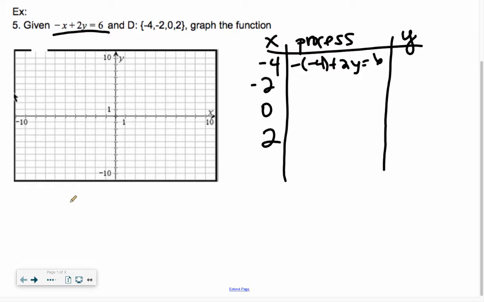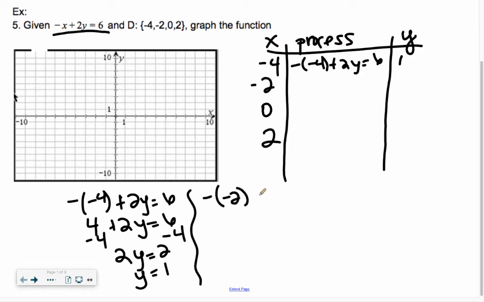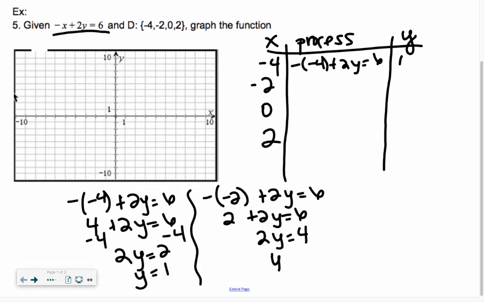Okay, so -4 plus 2y equals 6. So that's 4 plus 2y equals 6. Subtract 4 on both sides. 2y equals 2, and so y equals 1. So the output is 1. Okay, for my next one, -x. So again, that's negative times -2 plus 2y equals 6. So that's positive 2 plus 2y equals 6. So 2y equals 4, and so y equals 2.